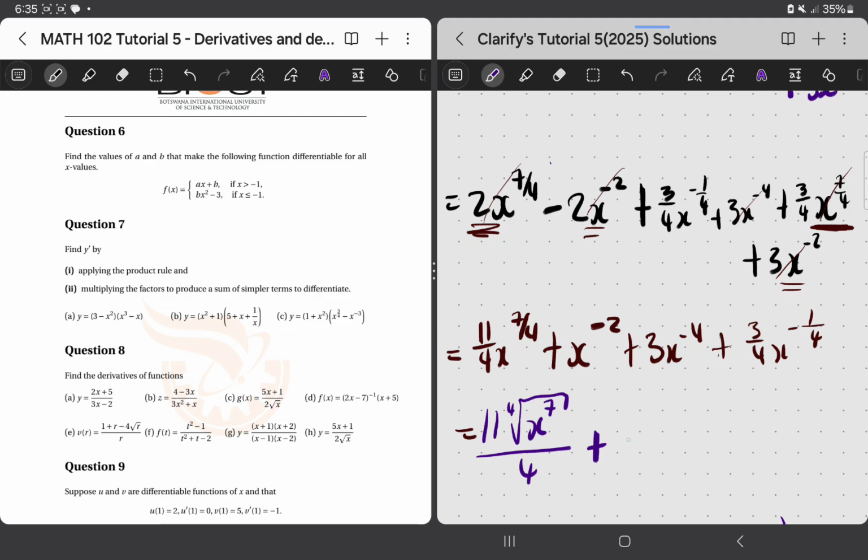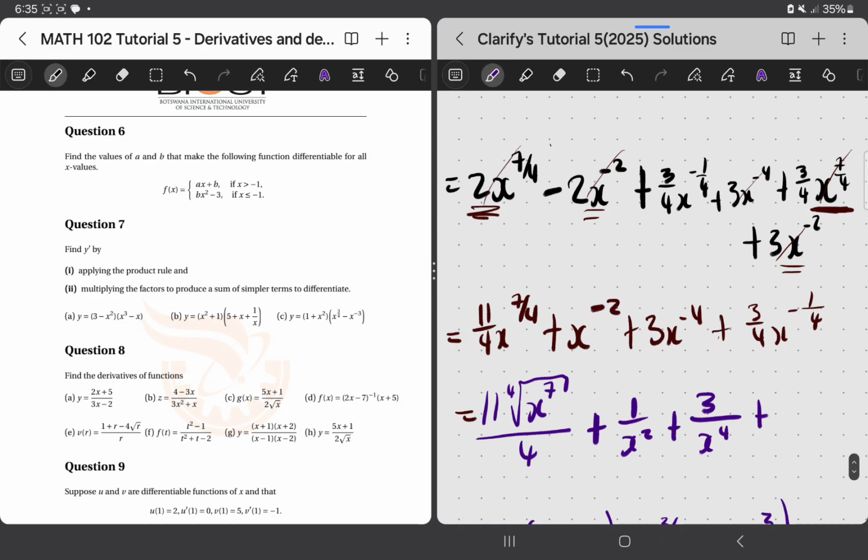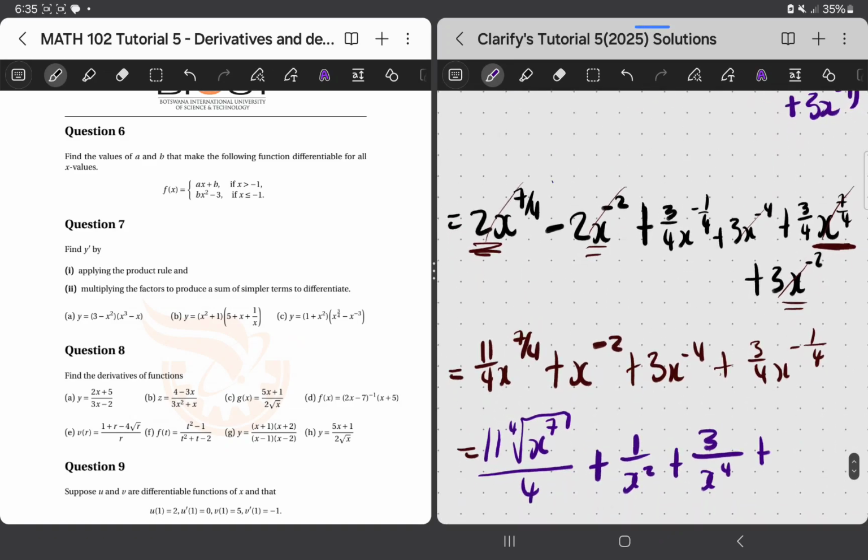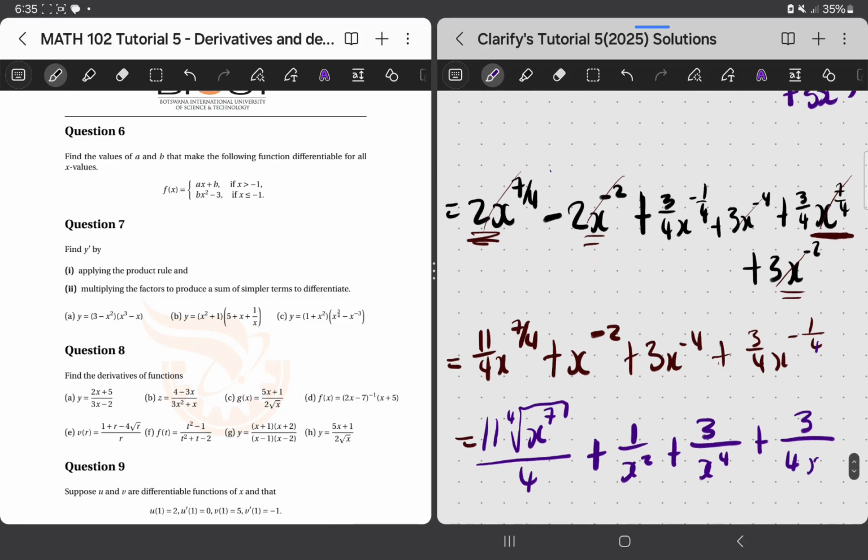Plus, this is a negative power, so we just put it in the bottom, 1 over x squared. Plus 3, then this is a negative power, so it goes in the denominator, x to the 4. Then plus, now we have this last thing, which is 3 over 4. So it's going to be 3 all over, and there's a 4 already in the denominator. But since it's negative, it goes to the denominator, and it was x to the negative 1 over 4. So it becomes x to the positive 1 over 4, which just means it's the fourth root of x. So in here, we'll put 4 times the fourth root of x. And this is the solution.